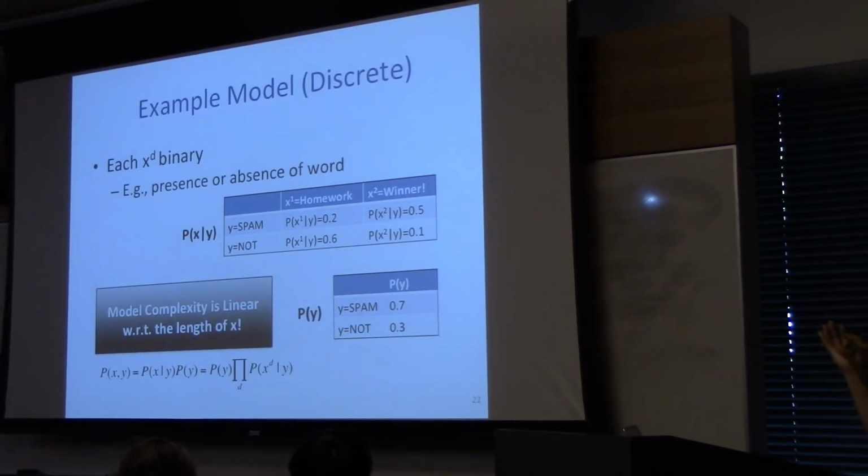Right. So model complexity is linear in the length of x. That's the key representational advantage in terms of compactness.